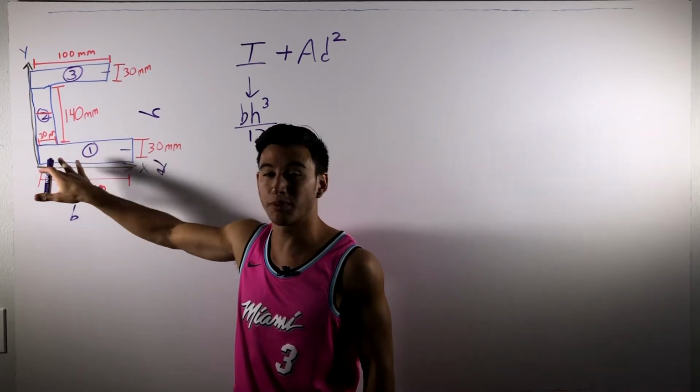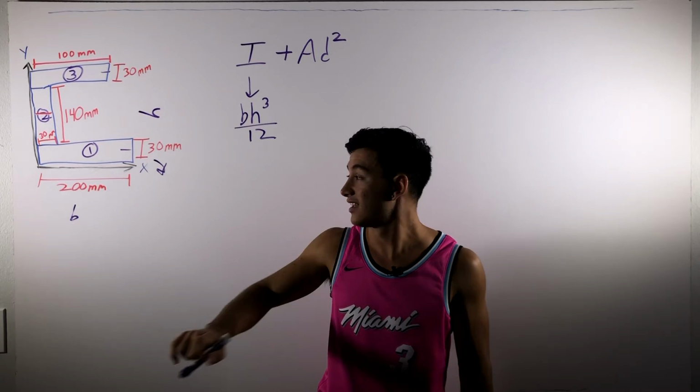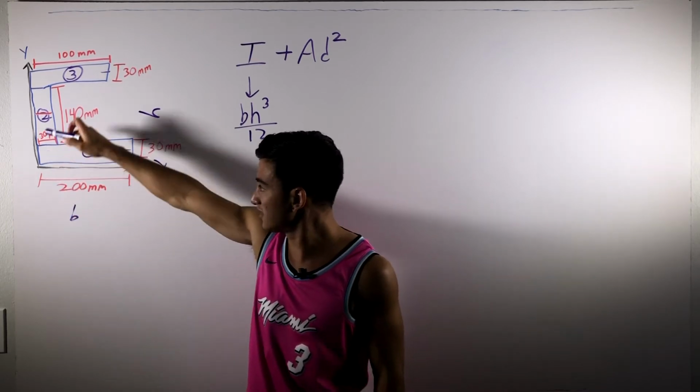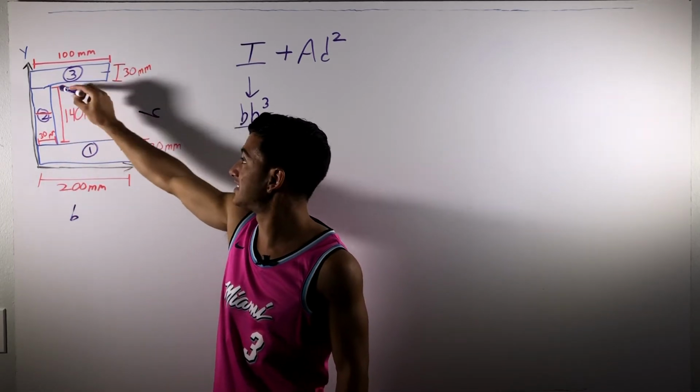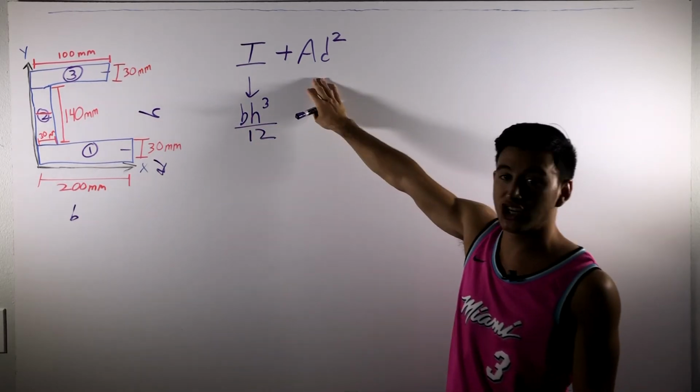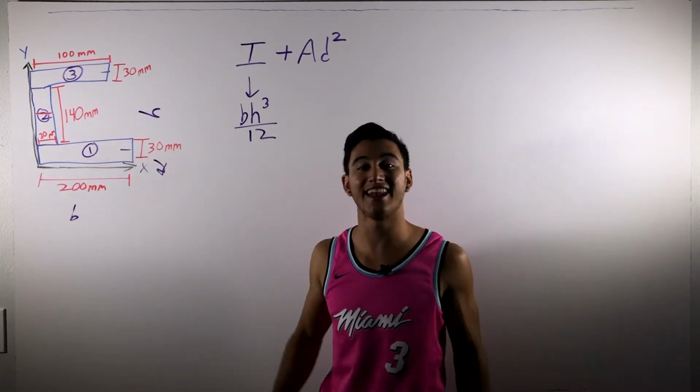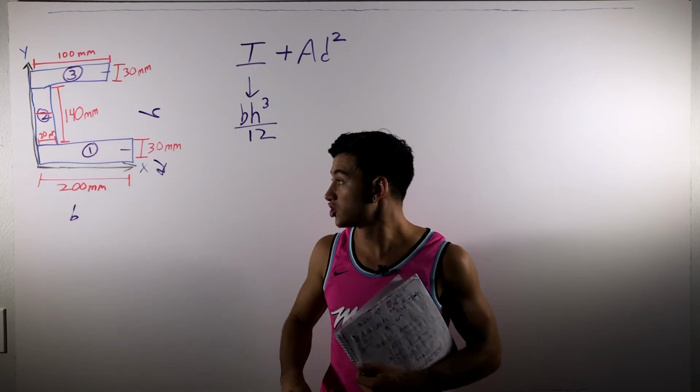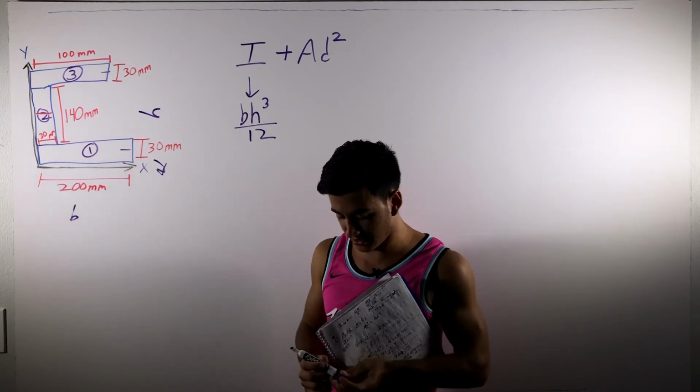So what I did was I split it up into 3 different sections. This is section 1, this right here is section 2, and this right here is section 3. So we're going to do this equation for each and every section, and then at the end we're going to add them all up together. So let's get started with section 1 here.